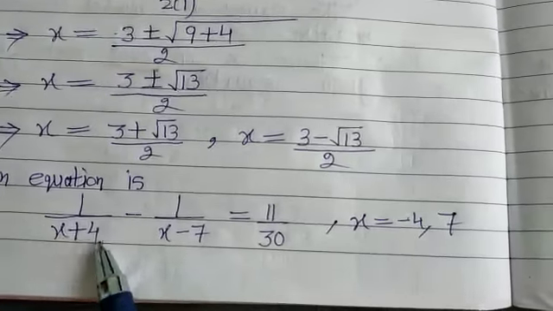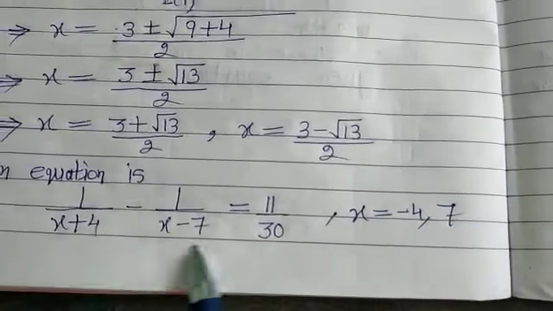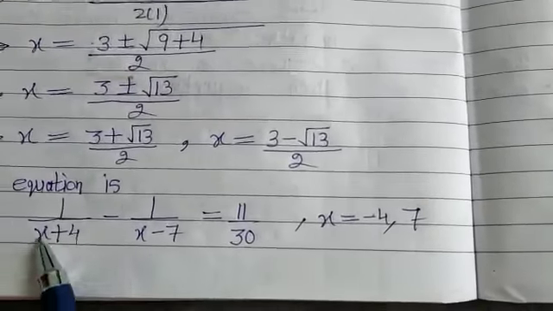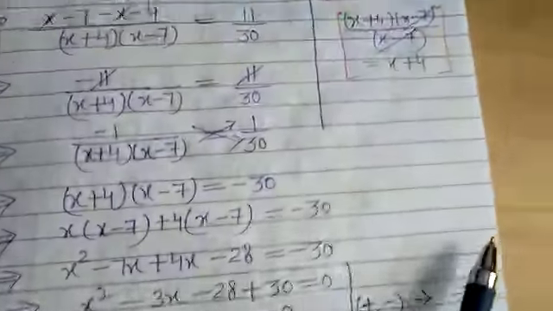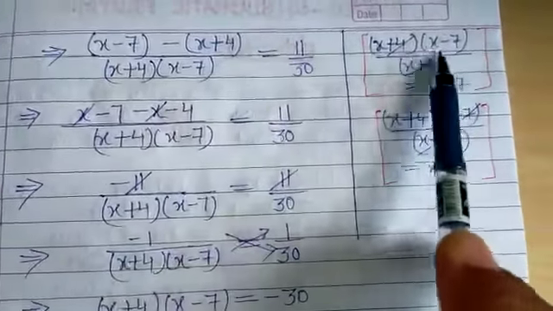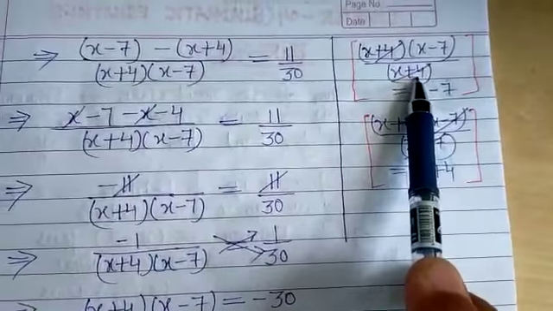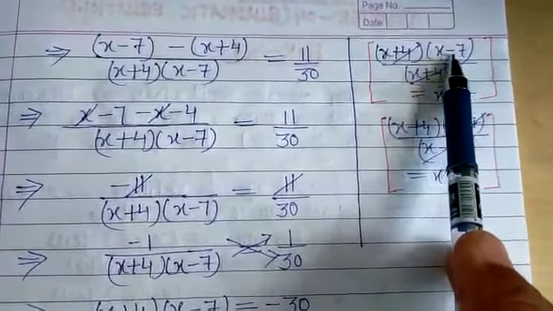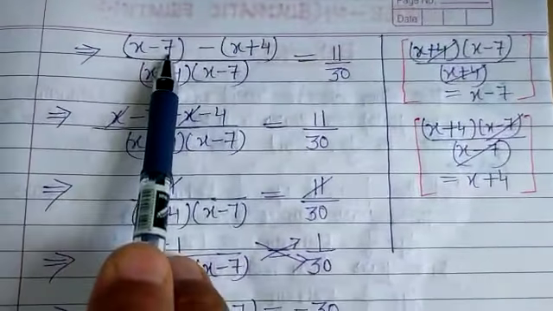You see the denominator is x plus 4 and x minus 7. These are two different terms, and when there are two different terms, their product is the LCM. So x plus 4 into x minus 7 is the LCM here. The LCM divided by the first denominator, x plus 4, gives x minus 7. And in the numerator there is 1, so x minus 7 into 1 is x minus 7.